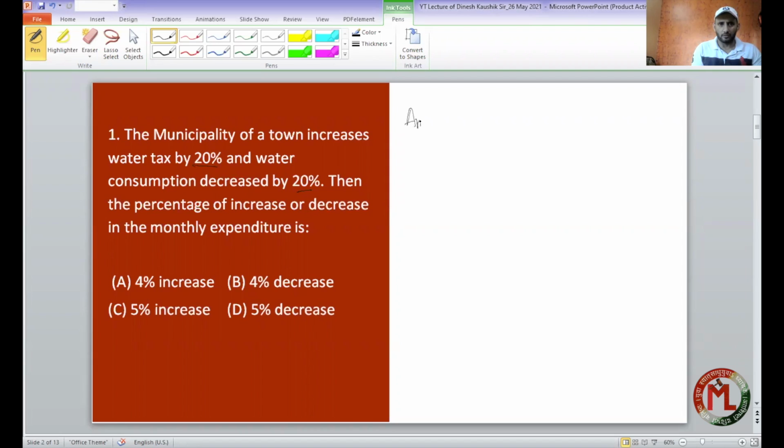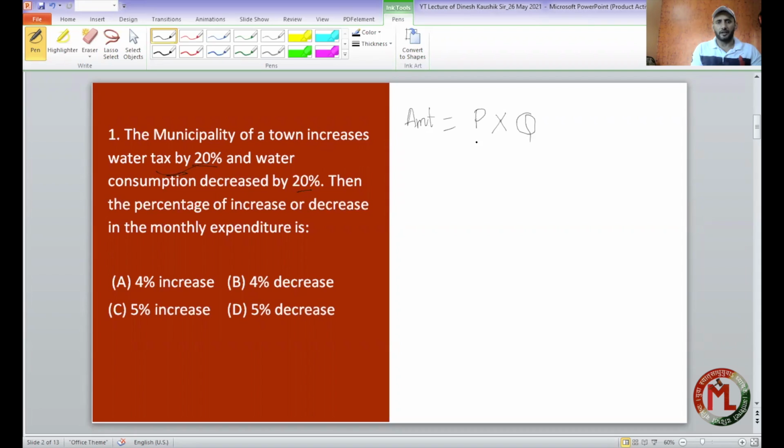Total amount is equal to price of water into quantity of water consumed. Price here I am considering how much price they are paying. Price means here I am considering the tax. So total amount is equal to price into the quantity. Price I am taking here as the tax.